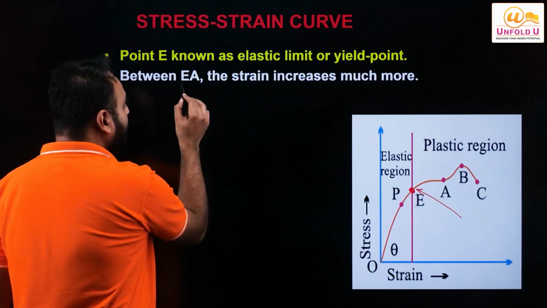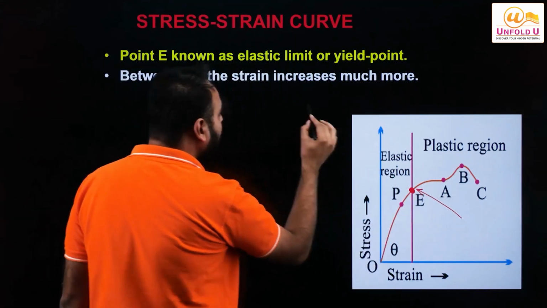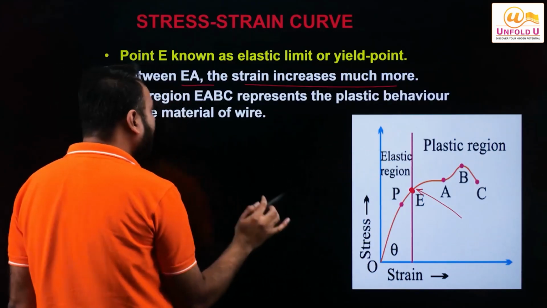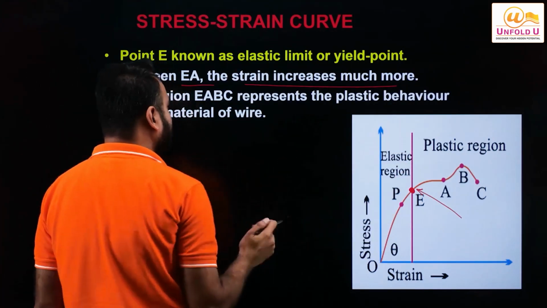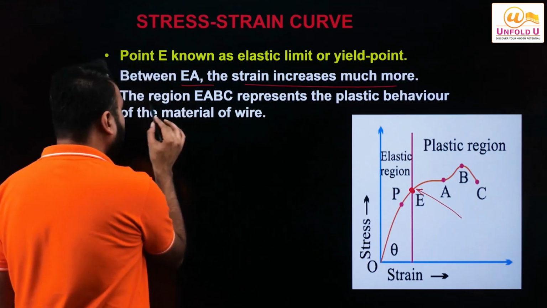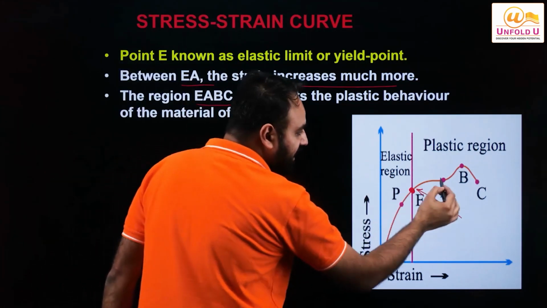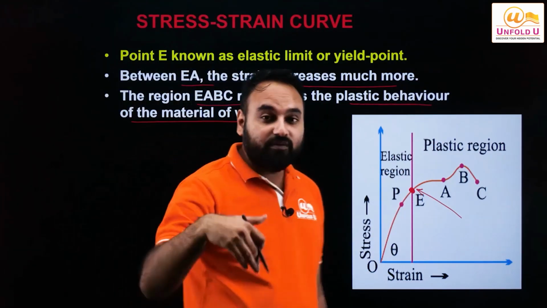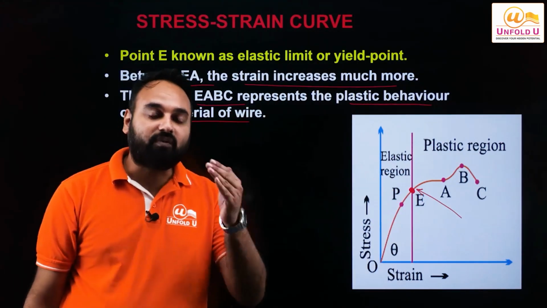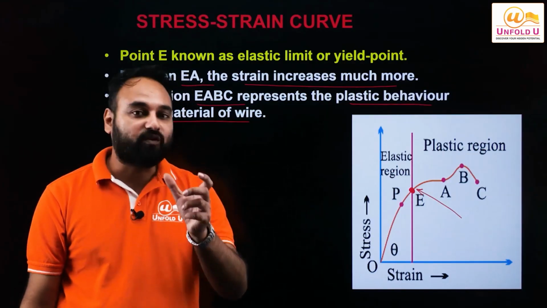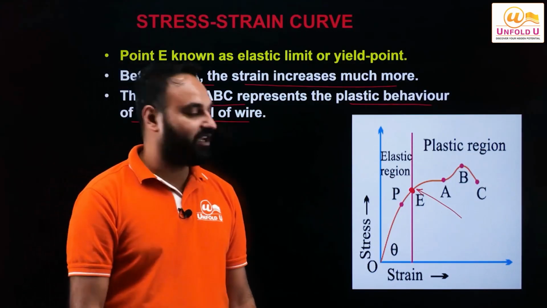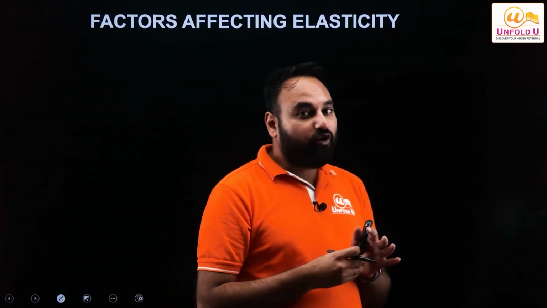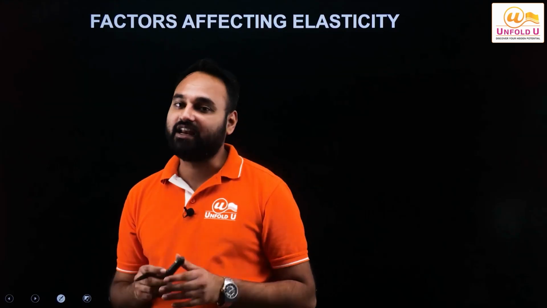Now, between E and A, strain increases much more, right? This is not something that much relevant. All you have to deal with is the elastic region. But just for the sake of information, you should know the region EABC. EABC represents the plastic behavior of the material of the body. And what do you mean by plastic behavior? Plastic behavior means when the body does not regain its original shape. That is plasticity or plastic behavior of the body, right?